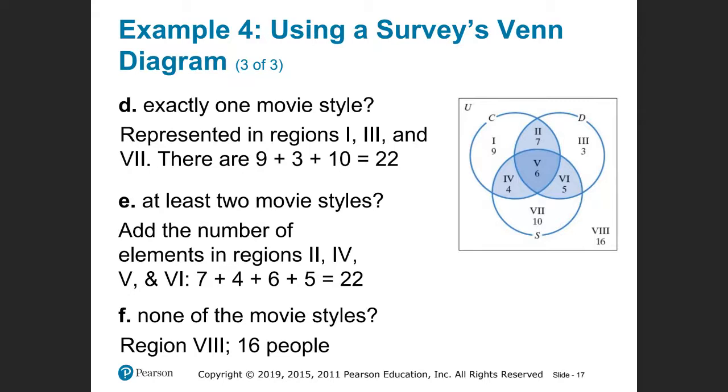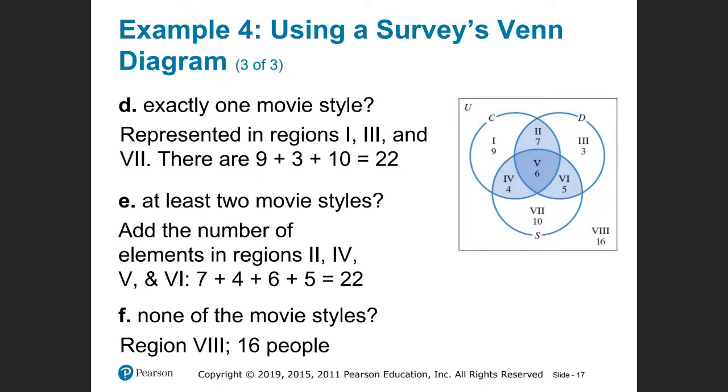E, at least 2 movie styles. That would be the intersection of at least 2 of the circles, or it could be the intersection of all 3, because it says at least 2. So it could be 2 or it could be 3. So looking at the intersections, which are the shaded areas, we have regions 2, 4, 5, and 6. Adding those together, we get 22.